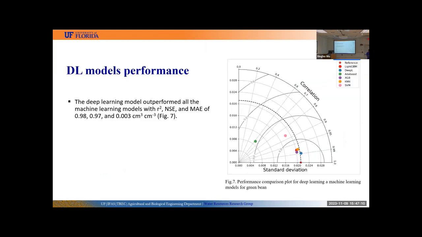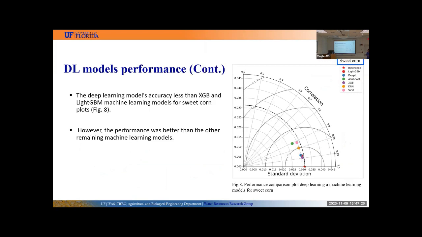Then after evaluating the machine learning models, we compared the performance of the machine learning models with the deep learning model. And we observed that for the green beans dataset, the deep learning model was better than the machine learning models. However, for the sweet corn, we didn't observe a similar scenario where the deep learning is better than all the machine learning models. In this case, the deep learning model was only better than 3 machine learning models, and it was less than 2 machine learning models. Those are the light gradient boosting model and the extreme gradient boosting model, but the performance of the deep learning model was better than the other 3 machine learning models.